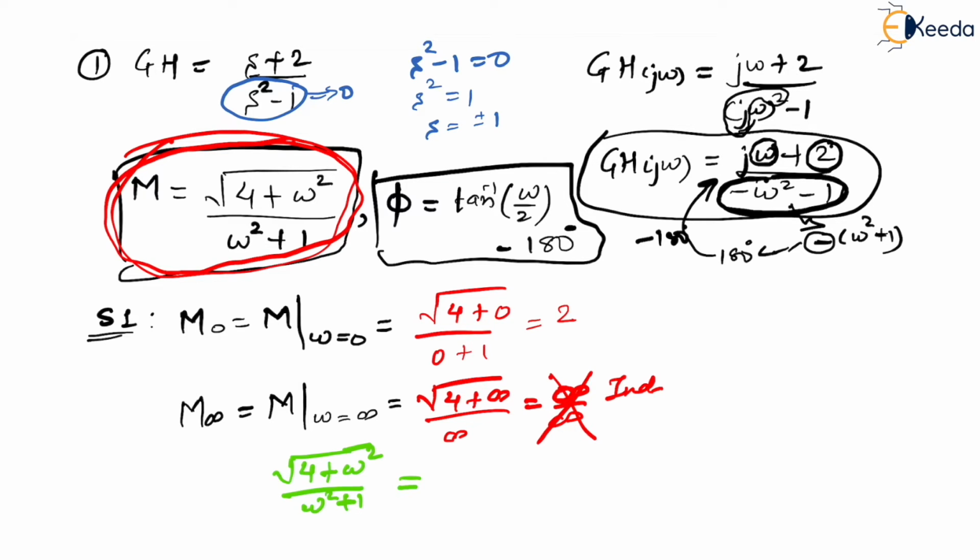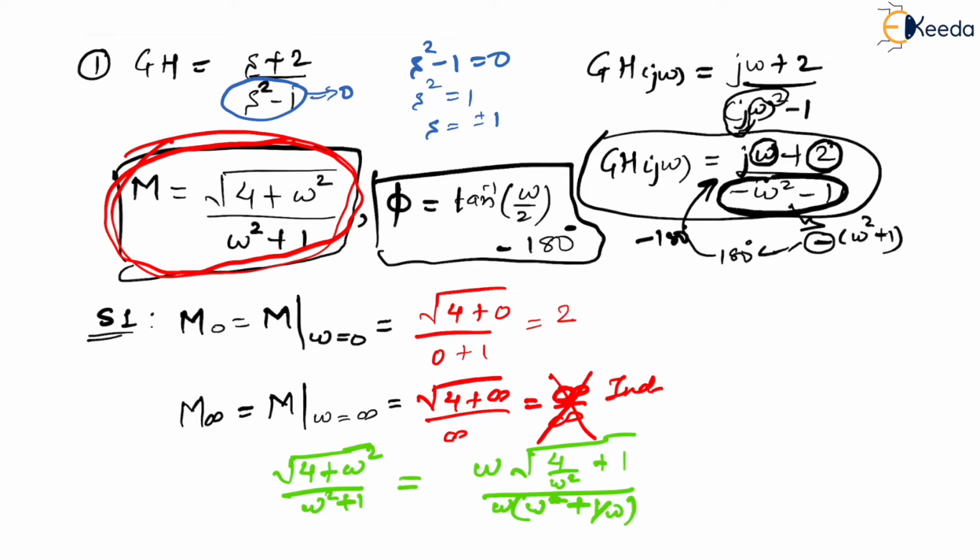If you take this omega out, so we get omega under root of, what do you get inside? You get 4 by omega squared plus 1 divided by omega squared plus 1. Is that correct? Yes. Now if you take this omega outside, you get omega into 1 by omega. This is what you get.